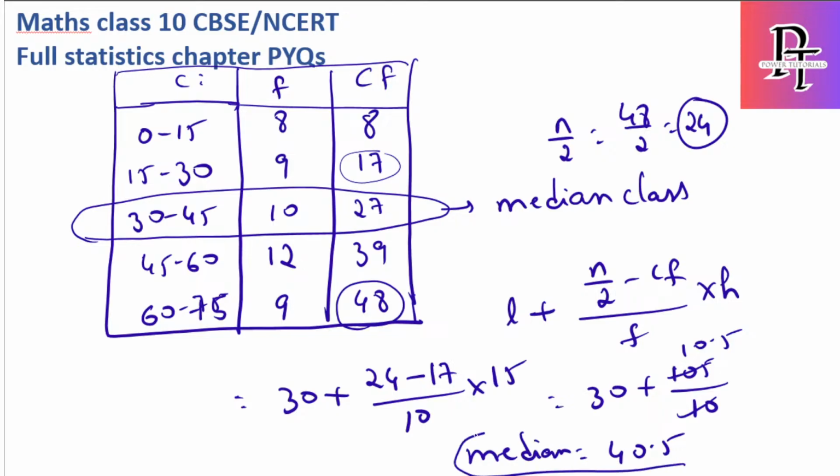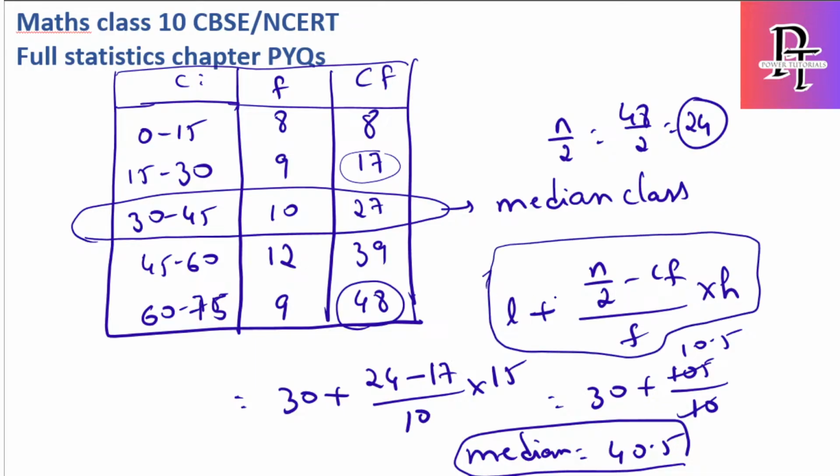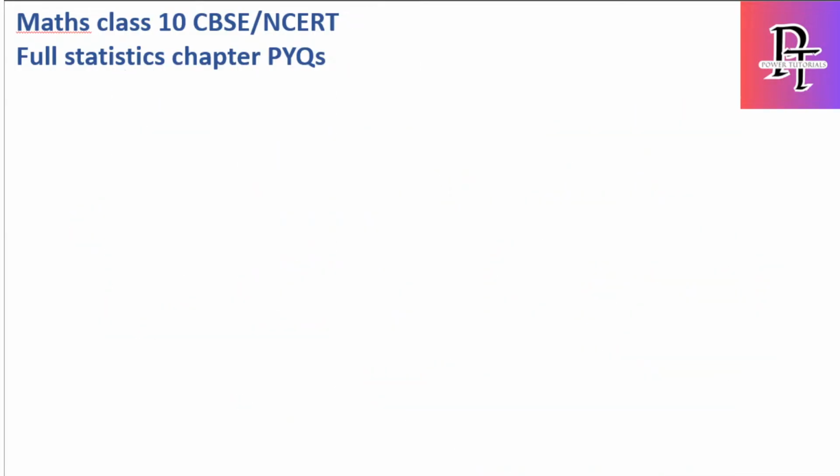So the median is easy, you just have to remember the formula to apply it. And always remember, CF is not the CF of the median class, it is the CF of the preceding class. Okay, let's find the mode for this same table. Let's write these class intervals first: 0 to 15, 15 to 30, 30 to 45, 45 to 60, 60 to 75.